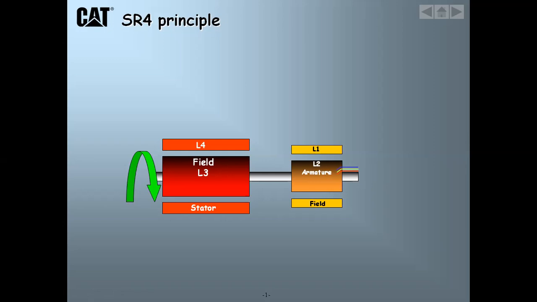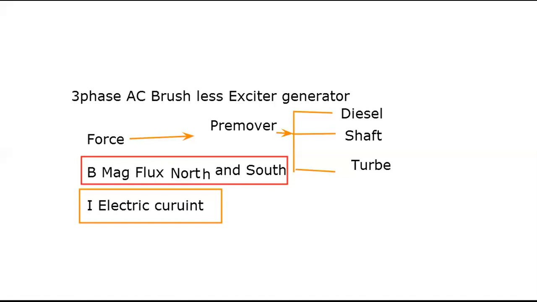To create north and south poles, we must have DC. For that, we use a rotating rectifier mounted on the shaft to rectify the current from AC to DC. We can make a block diagram like that.